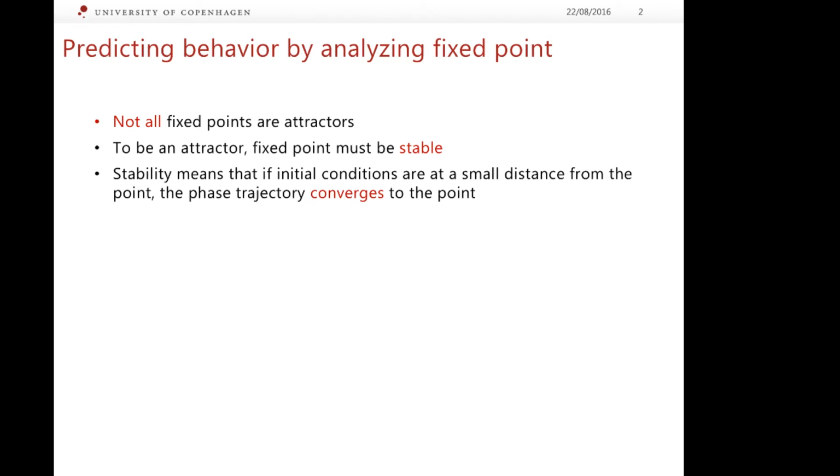Well, in fact, stability means that if we set initial conditions not far away from the fixed point, but at some small distance, then the phase trajectory will converge to the fixed point in the long term. If the phase trajectory goes away from the fixed point, it means the fixed point is unstable. We need to figure out how to analyze stability analytically.